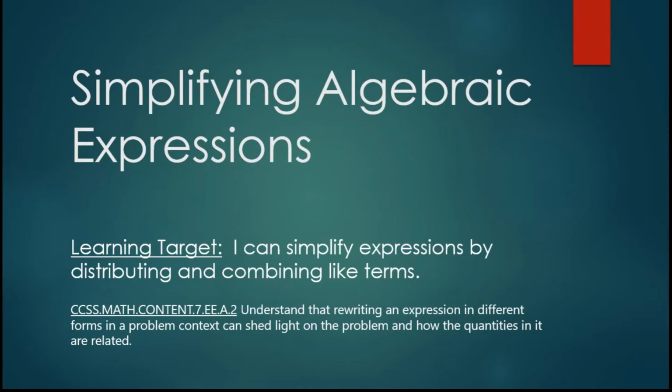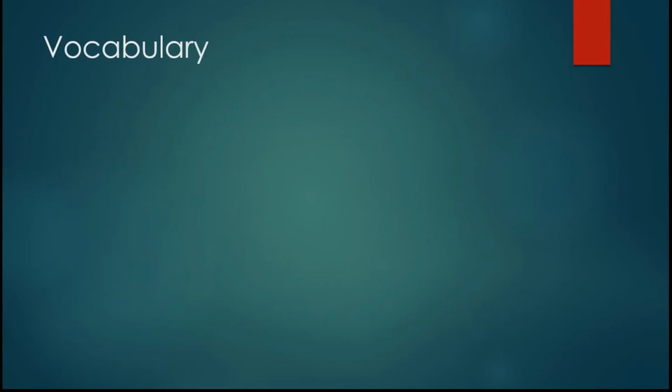And then our standard is understand that rewriting an expression in different forms in a problem can shed light on how quantities are related. So that's all about finding equivalent expressions, which we know are just the same thing written in a different way. So to get started, let's talk a little bit about vocabulary.